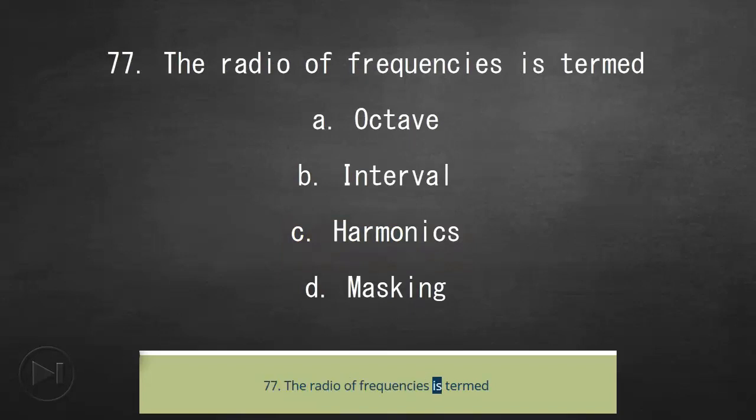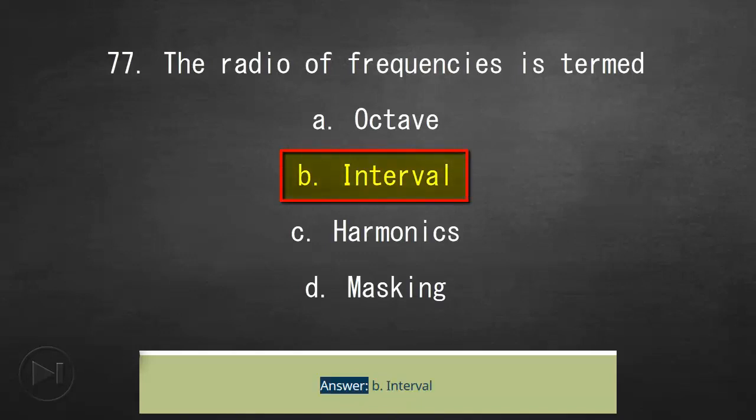77. The ratio of frequencies is termed A. Octave, B. Interval, C. Harmonics, D. Masking. Answer, B. Interval.